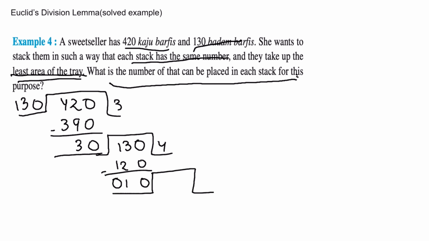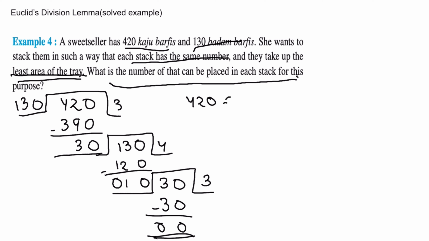Now 30 becomes our dividend. And now 3, this gives us the remainder 0. Now let's take the Euclid's division lemma that we just learned. For 420 we have divisor, which is 130, into quotient, which is 3, plus remainder, which is 30. This gives us 390 plus 30, which gives us 420. Great.